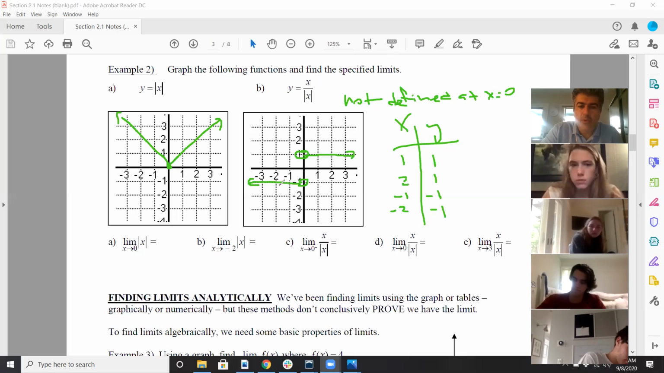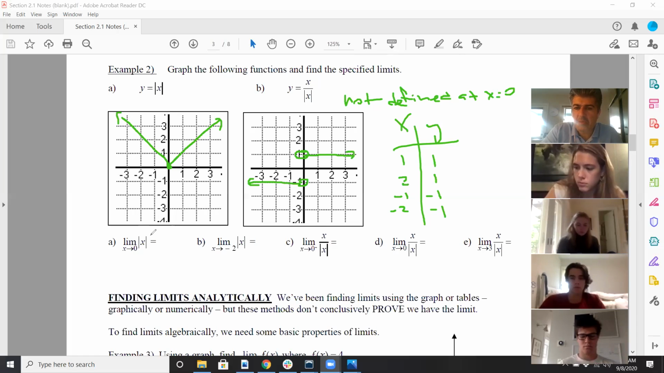Okay, so let's actually do this in breakout rooms because I think you guys need a chance to talk to each other. So I'm just going to have you do A, B, C, D, and E in breakout rooms. I'll give you maybe about 3 or 4 minutes to think about it. And then we'll come back and look at answers. And then we'll do the analytical part after that.